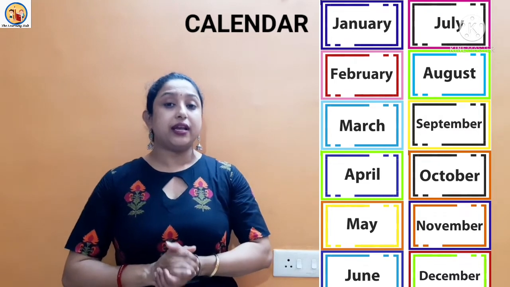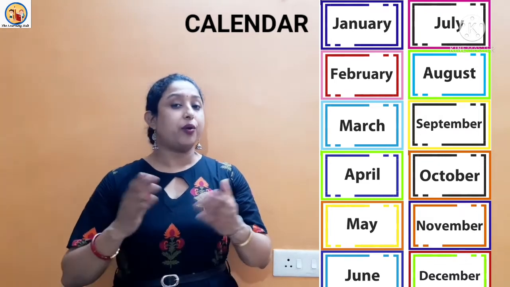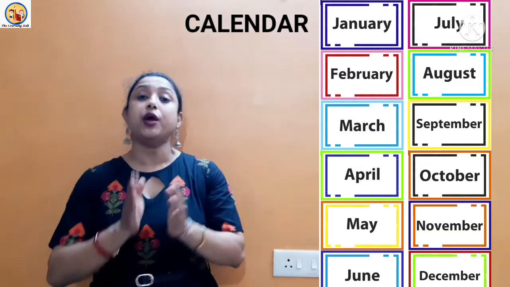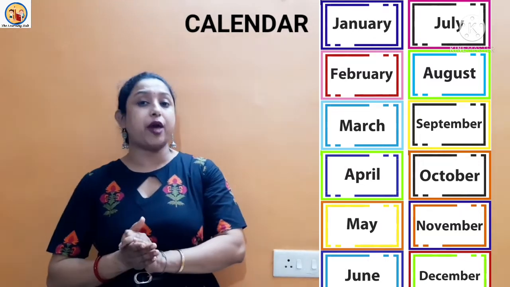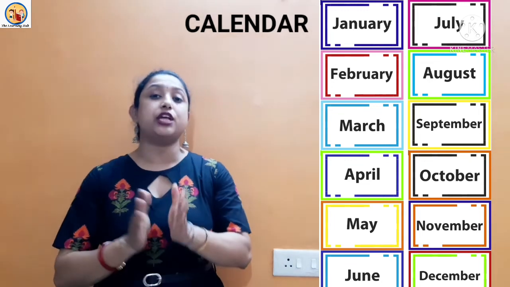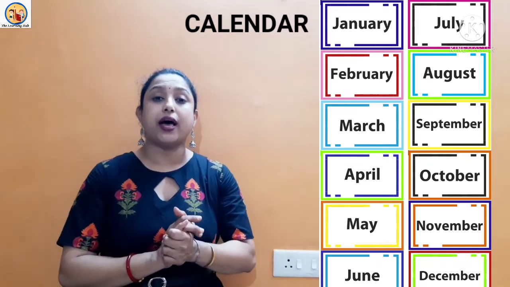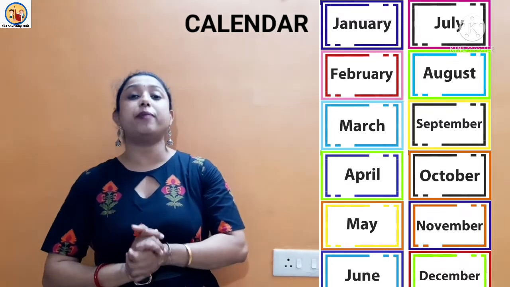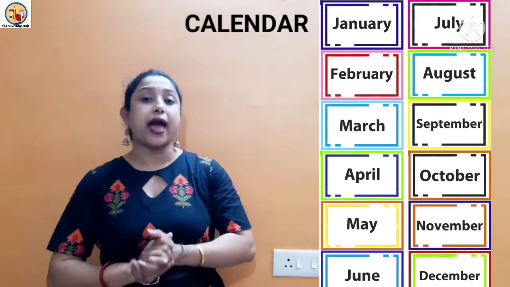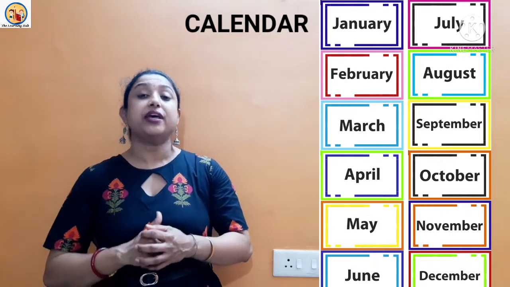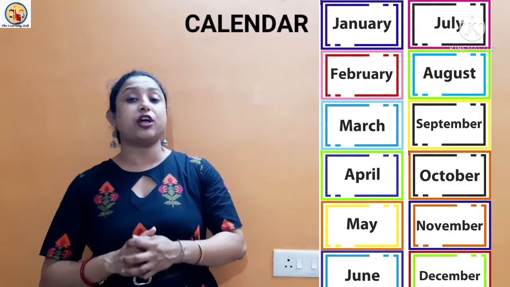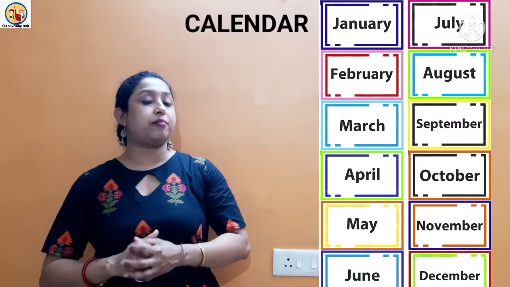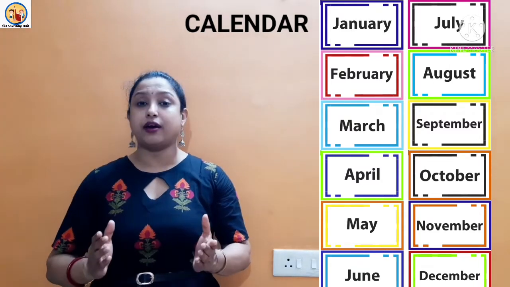So children, let's learn along with a rhyme. January, February, March and April, May, June, July and August, September, October, November and December. These are the months of the year. There are 12 months in a year.